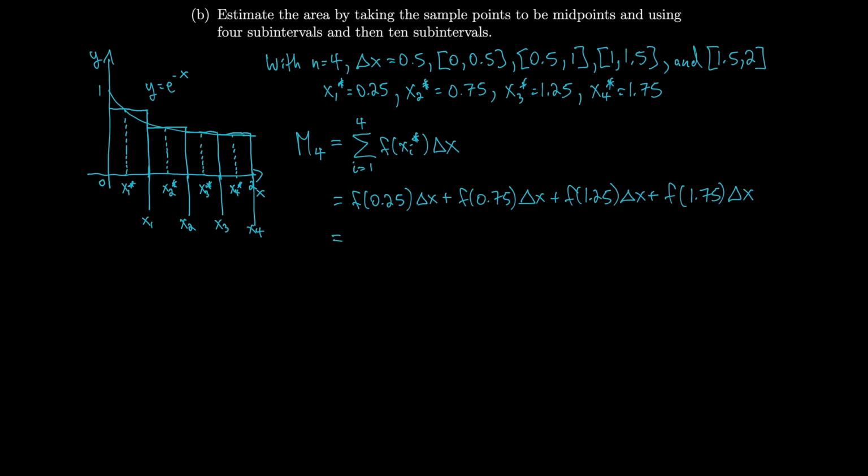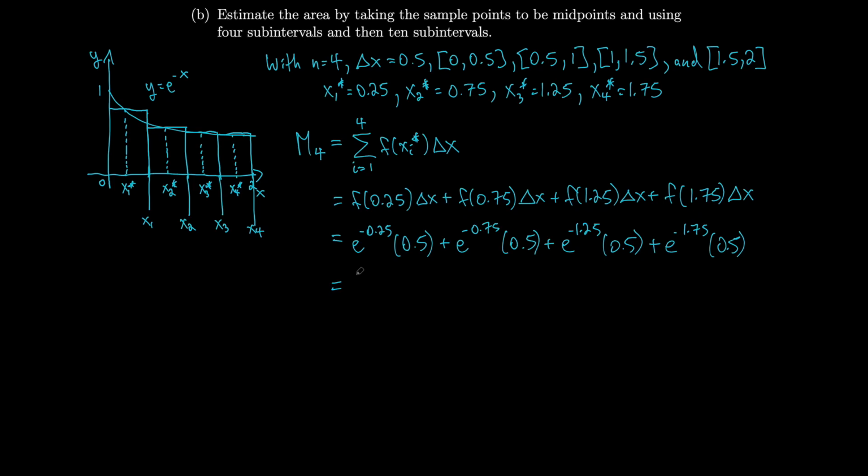Plugging that into our function, remember it's e to the minus x, so it's e to the minus 0.25 times our width, delta x is 0.5, plus e to the minus 0.75 times 0.5 plus e to the minus 1.25 times 0.5, and lastly e to the minus 1.75 times 0.5.